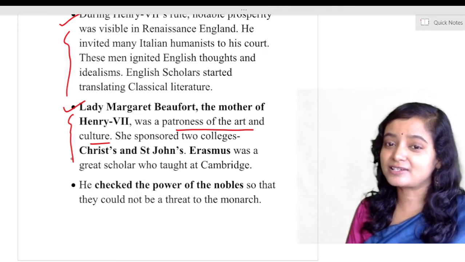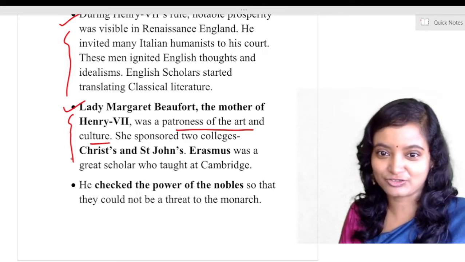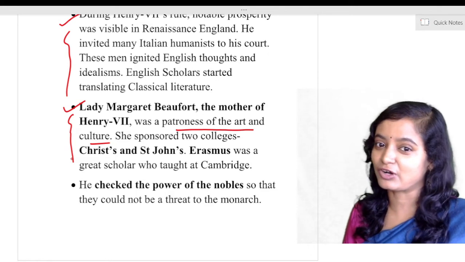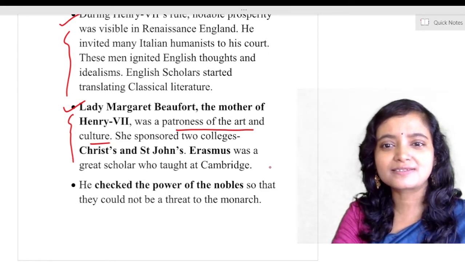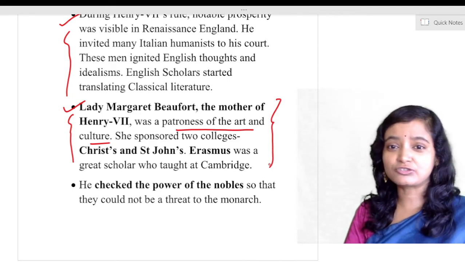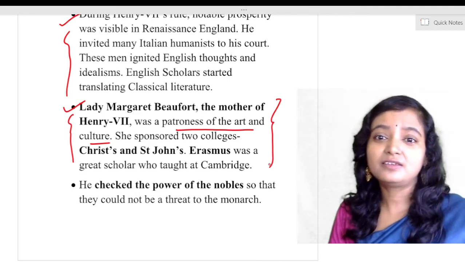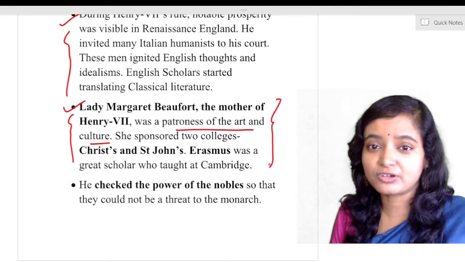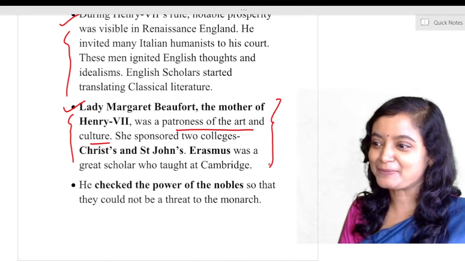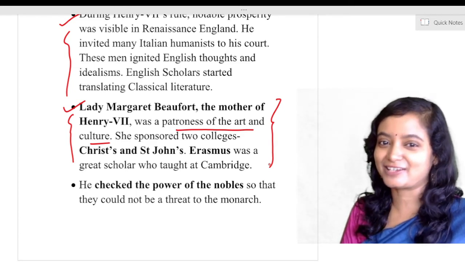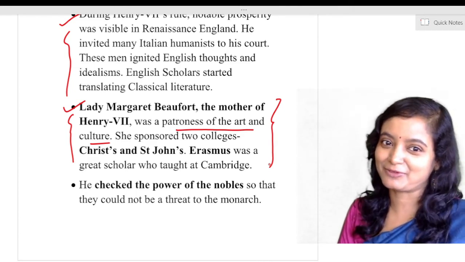She sponsored two colleges, Christ's and St. John's. Erasmus was a great scholar who taught at Cambridge. So Margaret Beaufort was a wise and intellectual woman, and she patronized the education, culture and literature of that time. And being the son of such a wise, great woman, what should we expect from Henry-VII?